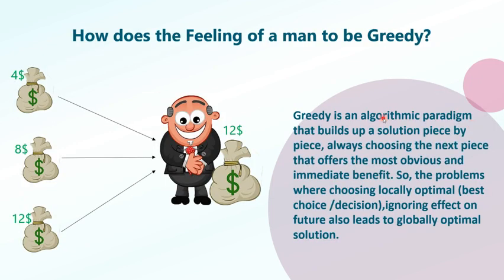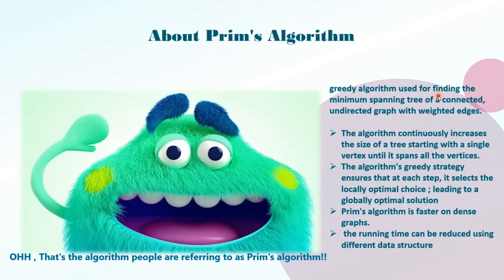The greedy algorithm is just like a greedy man, who just chooses the obvious and immediate benefit in front of him. In this example, the man is choosing $12 over 4 and 8, so he can achieve a locally optimal solution, and by applying this, he can lead to a globally optimal one. So, Prim's algorithm is using the greedy strategy to find the minimum spanning tree of an undirected graph with weighted edges, and the graph should be connected, of course, which is faster, especially in dense graphs.